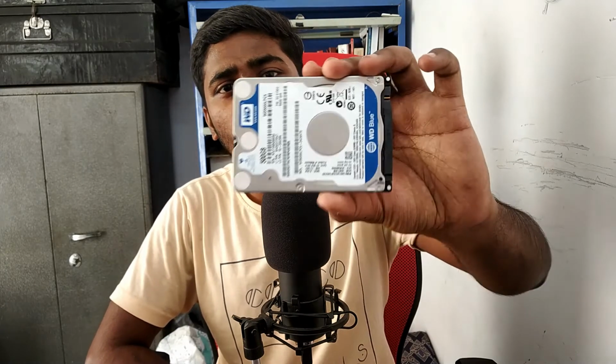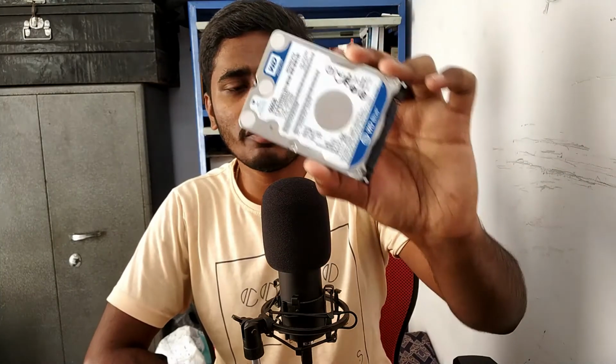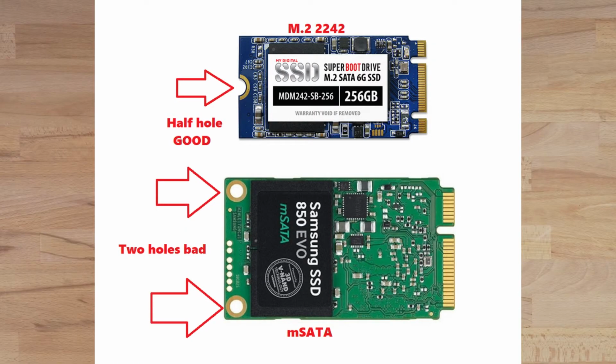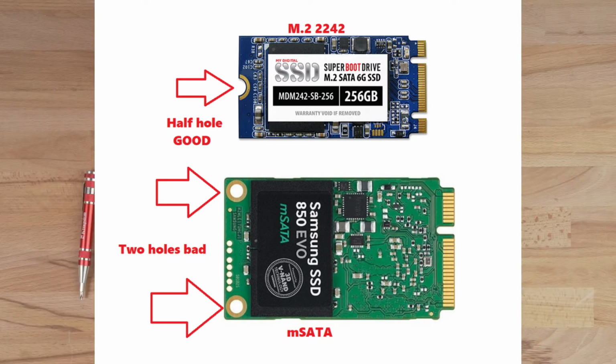The second one is the 2.5-inch SSD, which looks similar to your old laptop hard drive, because they are made in such a way that more people can adopt it. Now the last one is mSATA. These are similar to NVMe and SATA M.2, but the difference is they are small in size and have two holes at the end, whereas normal M.2 drives only have a single hole. Now you know the kind of SSD which is supported by your PC and laptop.